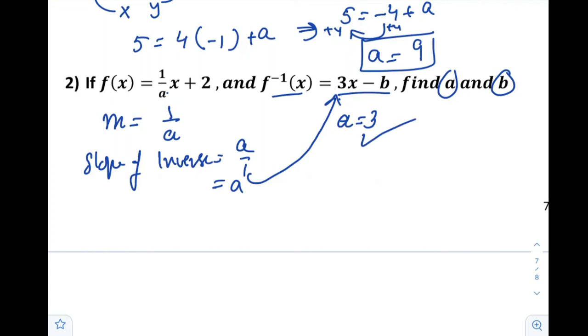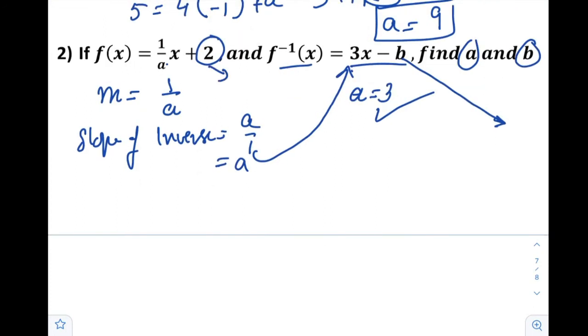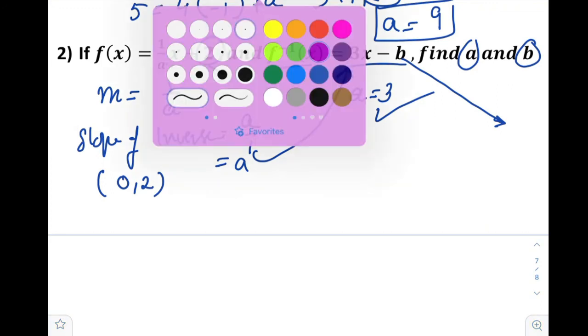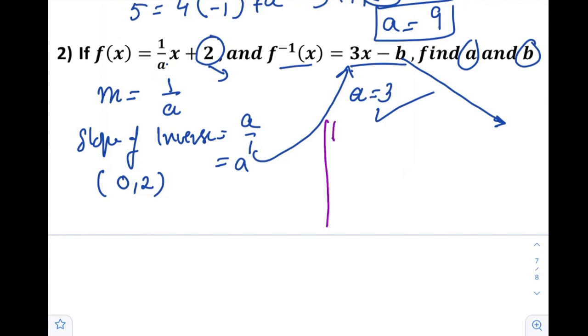Perfect. How about b? We found a and we want b now. Now, b here represents what? It represents the y-intercept. Now here, our y-intercept is 2. Are they equal? Of course not. Is there a relation between them? Not necessarily. But we know that this is the y-intercept in the original function. So if this is the y-intercept, that means (0, 2) is in the original function. That means the inverse function should include what? (2, 0). So (2, 0) is in the function f inverse of x.